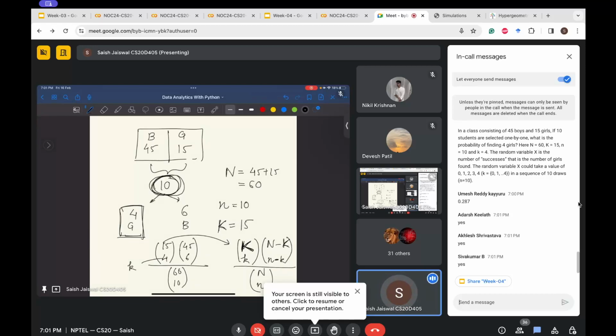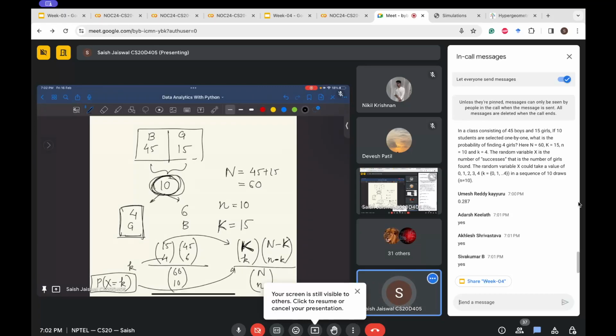So I hope this is clear. This distribution, where a random variable takes a value of k, is called hypergeometric distribution. It comes from the name of geometric distribution, which is not actually taught in this class. There is a distribution called geometric distribution, in which you get success at the last of n trials. So let us not discuss that and get confused.